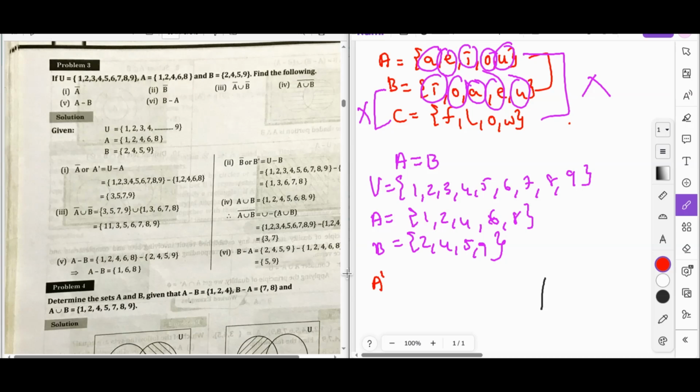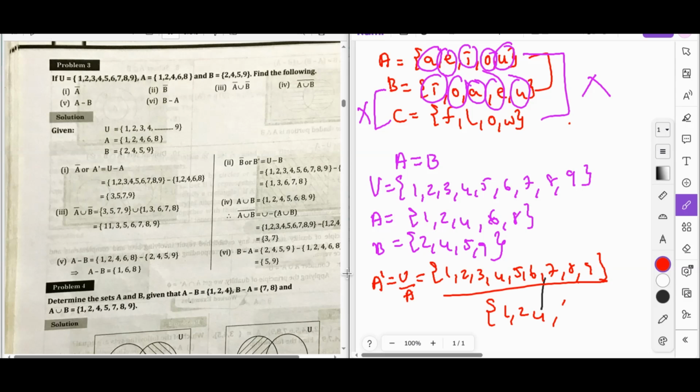A bar is U minus A. So what are the elements in U? 1, 2, 3, 4, 5, 6, 7, 8, 9 divided by A. A is 1, 2, 4, 6, and 8. So cancel the like terms: 1 and 1, 2 and 2, 4 and 4, 6 and 6, 8 and 8. So what is the remaining answer you have? That will be 3, 5, 7 and 9. This is your A dash.